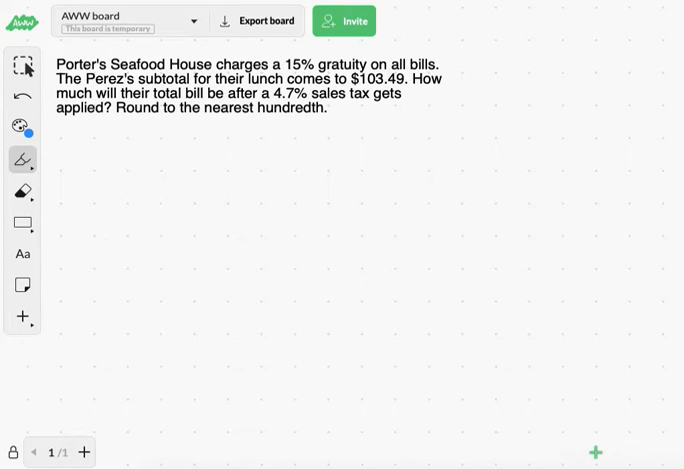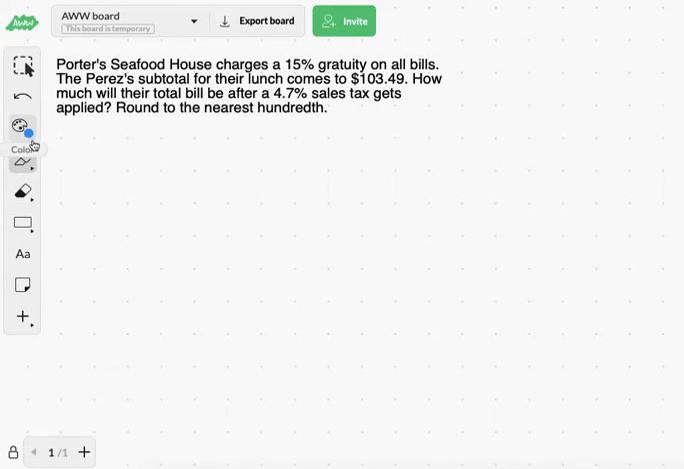Porter's Seafood House charges a 15% gratuity on all bills. The Perez's subtotal for their lunch comes to $103.49. How much will their total bill be after a 4.7% sales tax gets applied? Round to the nearest hundredth.